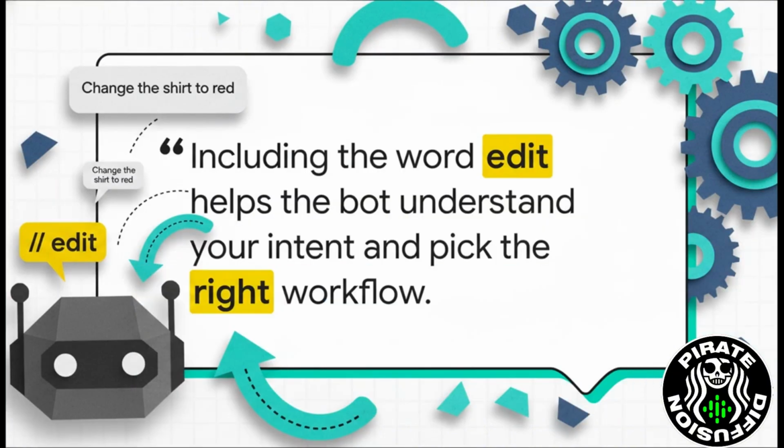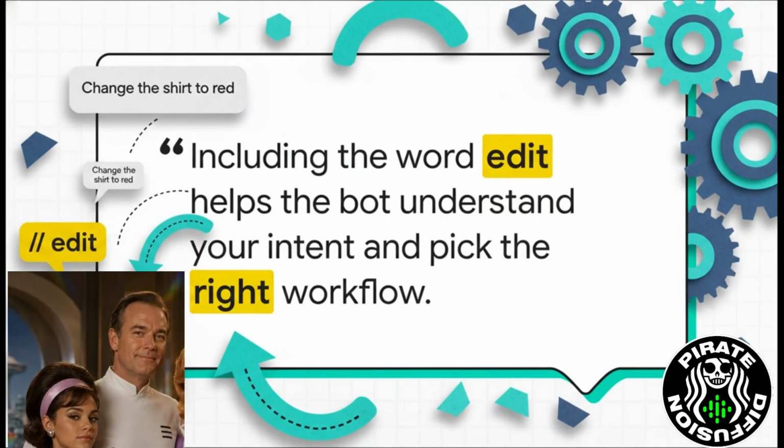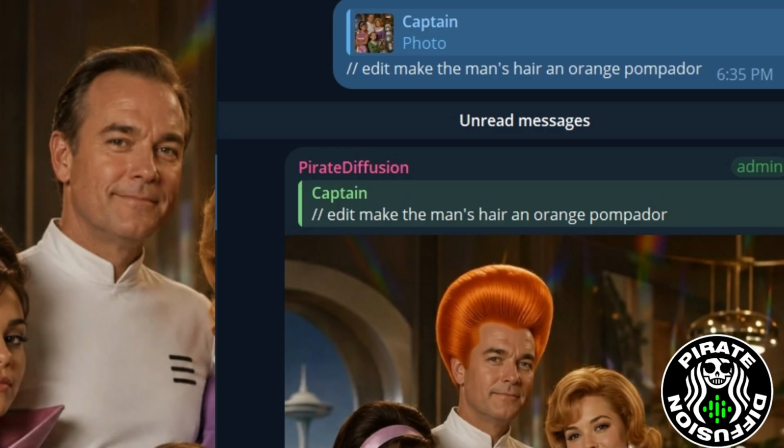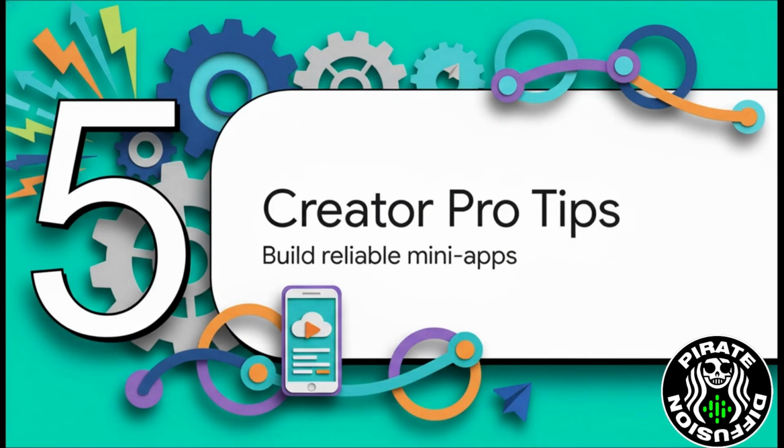So the crucial point here is exactly how you phrase that reply. Including the word edit right after your // shorthand acts as a really vital context clue. By typing // edit and then your instructions, like say, change the shirt to red, you instantly help the bot understand your exact intent. It sees the image, it sees the word edit, and boom, it automatically picks the perfect image-to-image workflow for you.